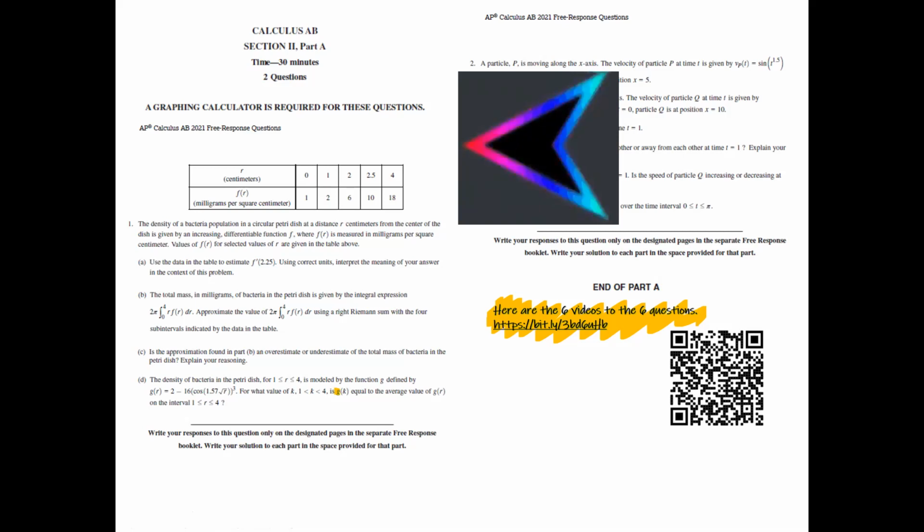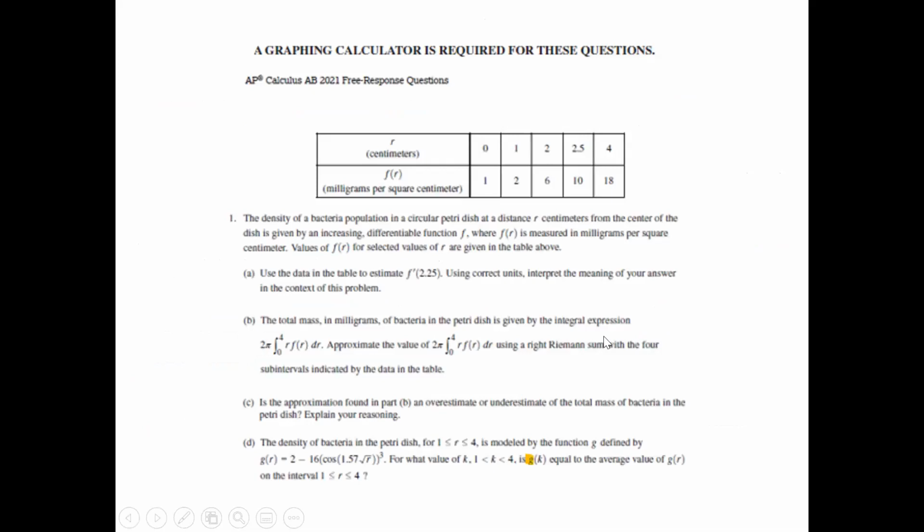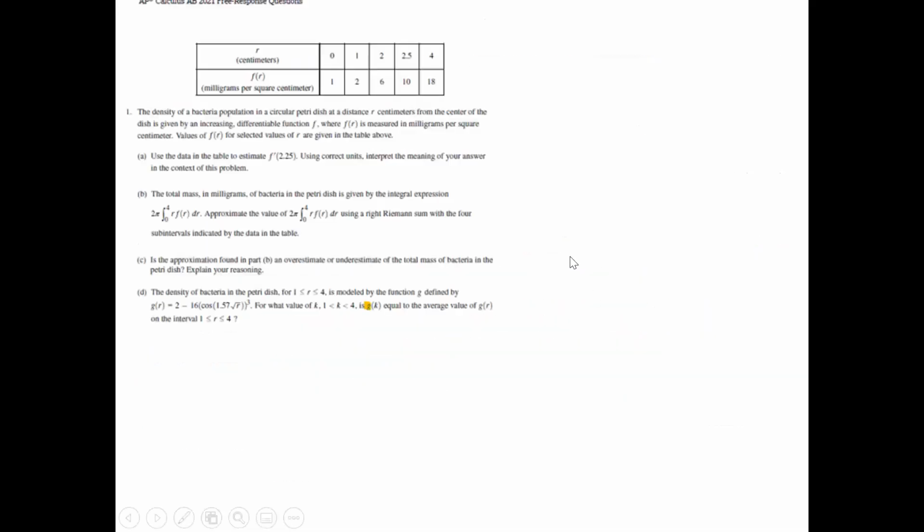Take a moment and read the question itself. Okay, so let's take a look at part A. Part A asks you to use the data in the table to estimate f prime of 2.5. Well, f prime is going to be the slope, which is the first derivative.